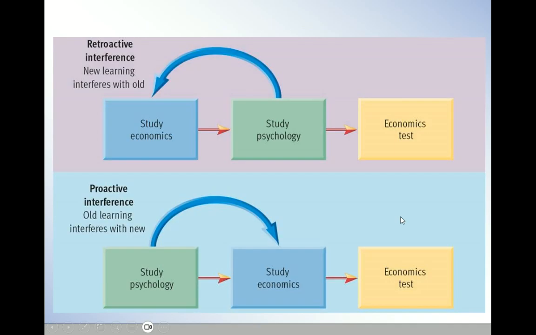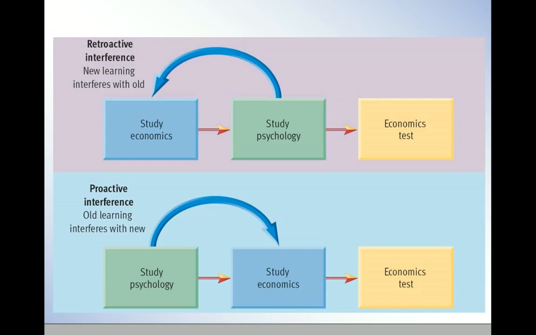All right. Okay, so you need to know the difference between retroactive interference and proactive interference. What you have here is a pretty good visual, in my opinion. So retro means back. Retroactive interference is when second period psychology interferes with your ability to remember first period economics. The arrow is going backwards, retro, back. So it's when new information gets in the way of old information.